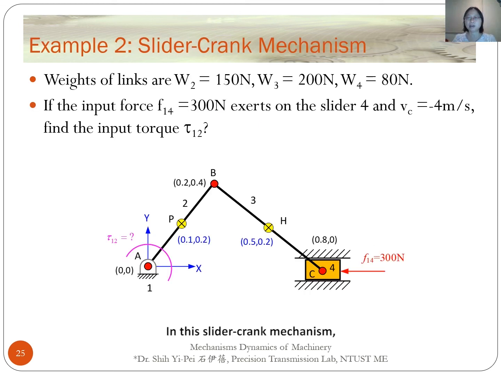In this slider crank mechanism, there are 300 Newton of input force F14 acting on the slider 4 to the left. Again, the weights of the links are considered. This figure shows you the position of the mechanism. We can use them to solve velocity through velocity analysis. The problem is to find the input torque tau 12 of link 2.